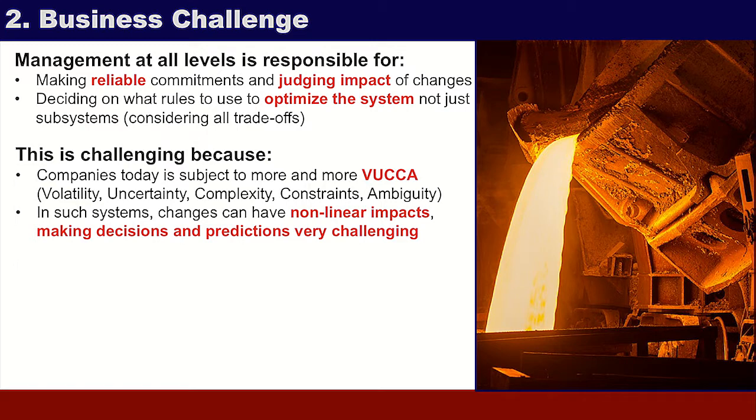Because more and more these managers are facing what is referred to nowadays as VUCA. I've added in another C, so that it describes the full level of issues that makes making decisions and predictions so hard. There's increased volatility, uncertainty, complexity, there's constraints, and on top of that, there's ambiguity in terms of what exactly is the objective that we're trying to achieve. We want it to be effective, efficient, and compliant. Well, which one do you want me to be?